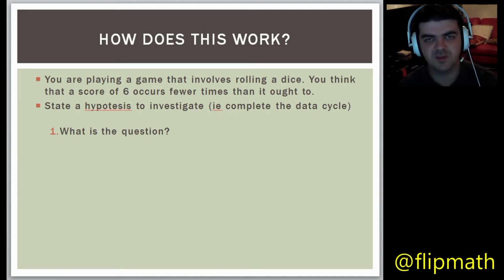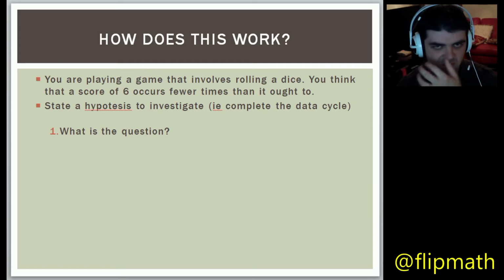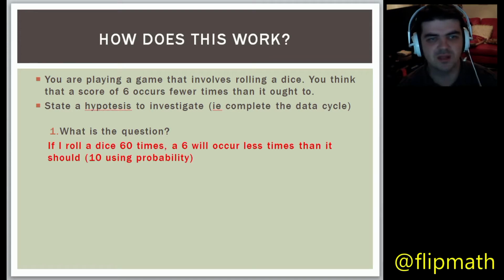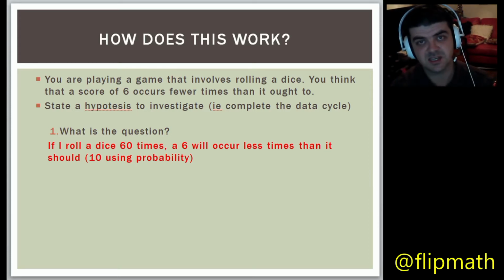We don't want it to be too vague, and we don't want it to be open to interpretation. And all these are going to have hypothesis spelled wrong, by the way. Sorry. What can you do? So I'll change it each time we go along. So I'm going to say the question is, if I roll the dice 60 times, a 6 will occur fewer times than it should, using the probability that if I roll the dice 60 times, there's an even chance of each of the 6 sides of the dice coming up, or a 6th. And a 6th of 60 is 10. So you would expect using normal probability rules that if I roll the dice 60 times, we'll get a 6 10 times out of that.